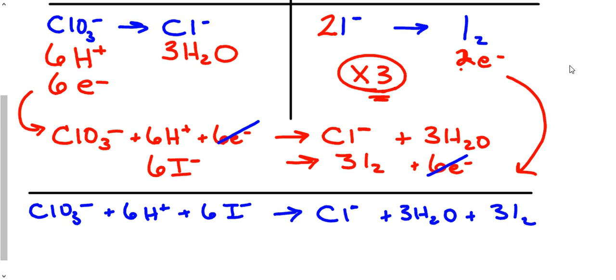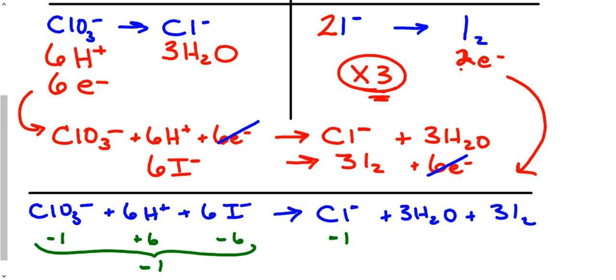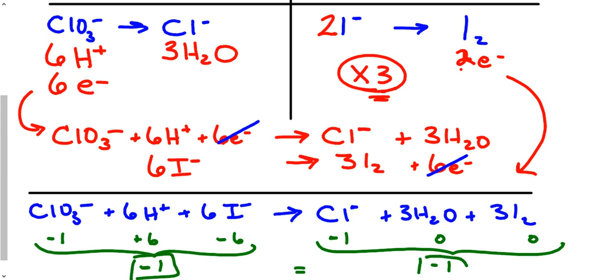So the total charge coming from the chlorate ion was 1 minus, from the hydrogens, plus 6, from the iodides, minus 6. So we're at a total of minus 1 on the reactant side. Checking the product side, minus 1 on the chlorine, 0 charge on the water and the iodine. So we're looking at the overall charge on the species here, 1 minus. Since the total charge before is equal to the total charge after, I know we have this equation balanced correctly.